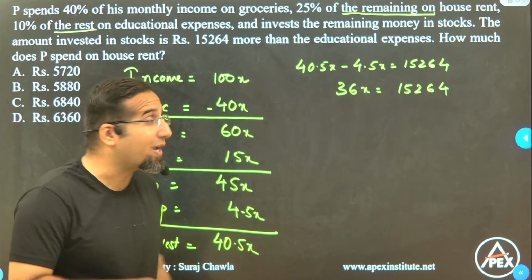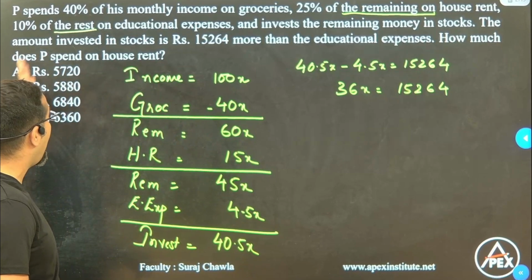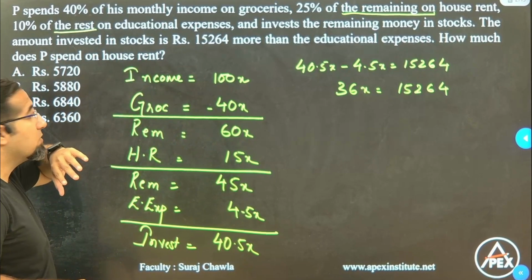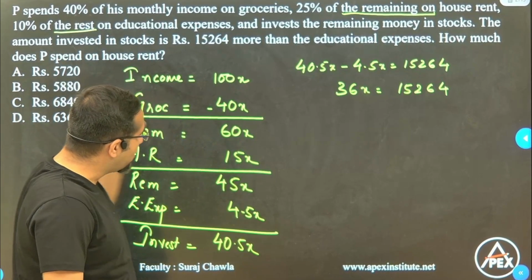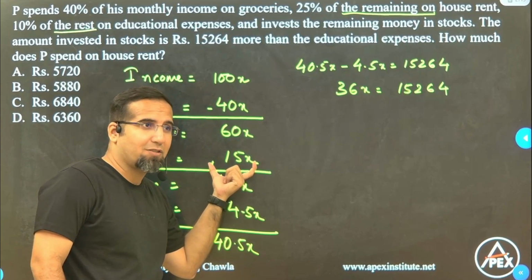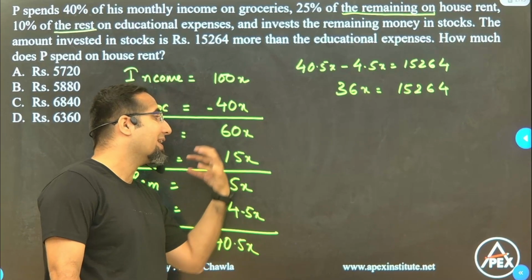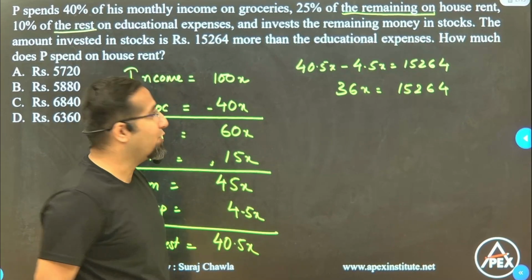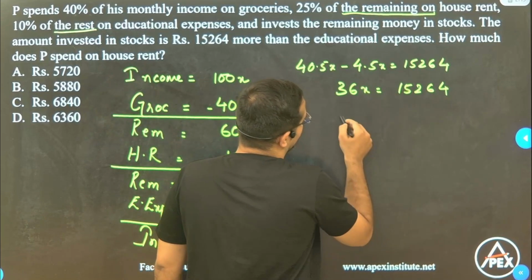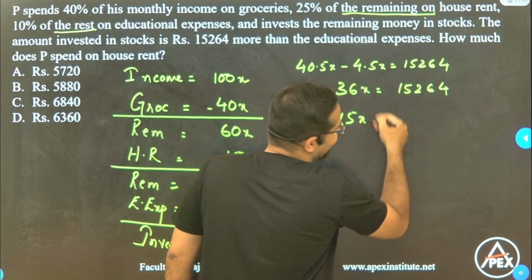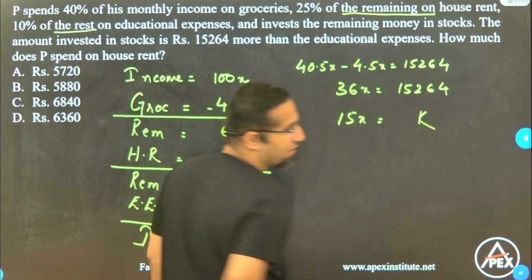What has the question asked us to calculate? The question has asked us to calculate how much he spent on house rent. So how much is the money spent on house rent? 15x. So we are not supposed to calculate the value of x. We are supposed to calculate the value of 15x. So let us do this. If 36x is equal to this, then 15x is equal to what? Let me assume 15x is equal to k.